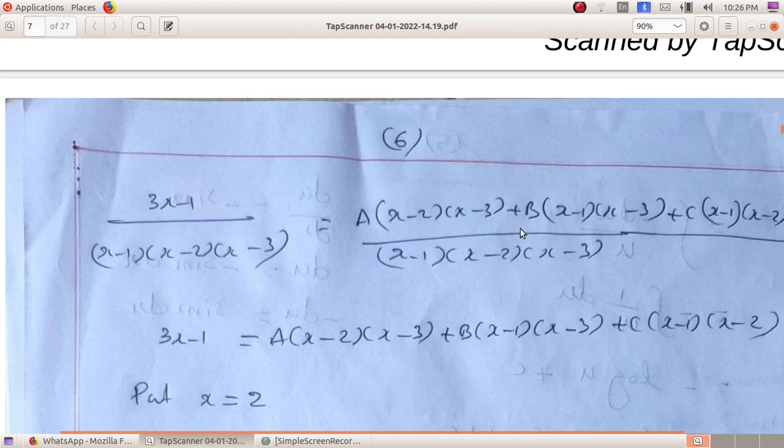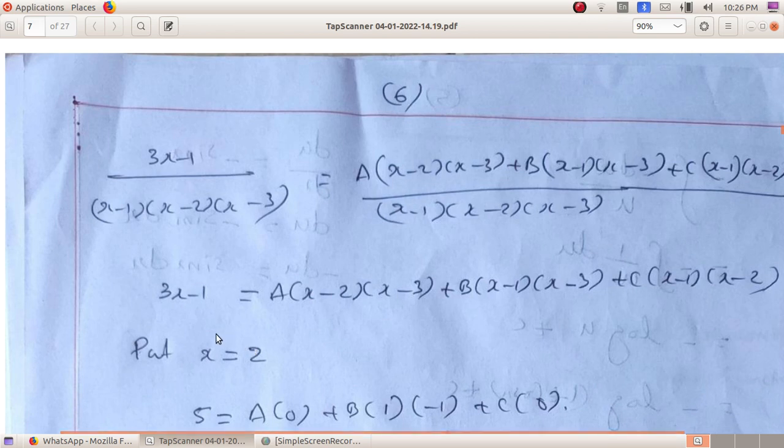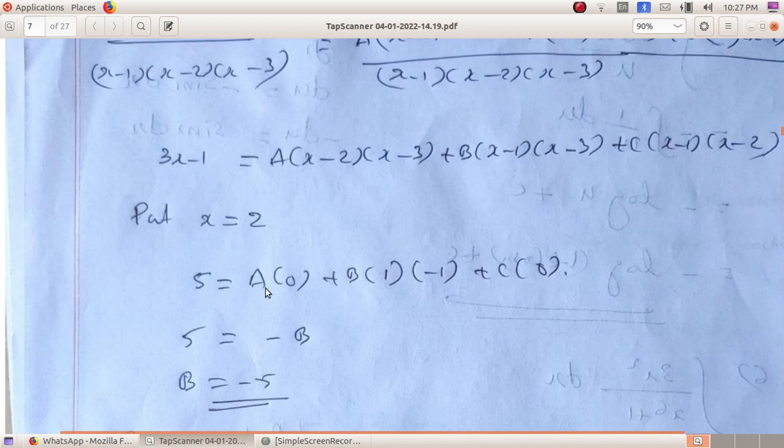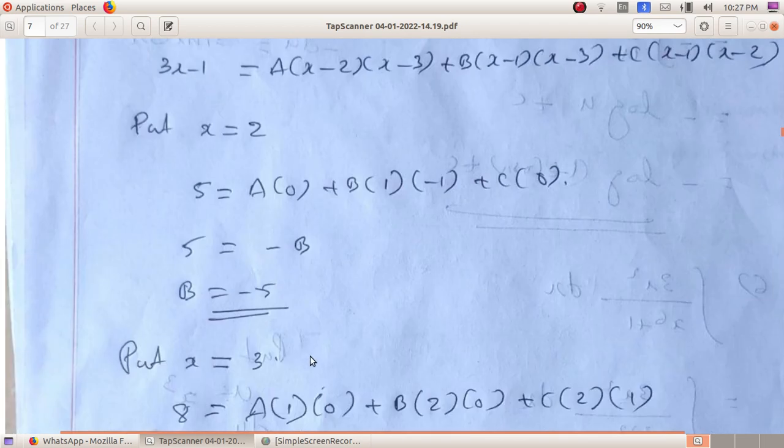Then we can make different substitutions for x. Here x minus 2: if x is equal to 2, then 2 minus 2 will be 0, so this will be very easy to calculate. So first x is equal to 2. 3 into 2, 6, 6 minus 1, 5. Then a into this whole expression will be 0, plus b into 2 minus 1, 1, 2 minus 3, minus 1, and c's term is also 0. So 5 is equal to minus b, or b is equal to minus 5.